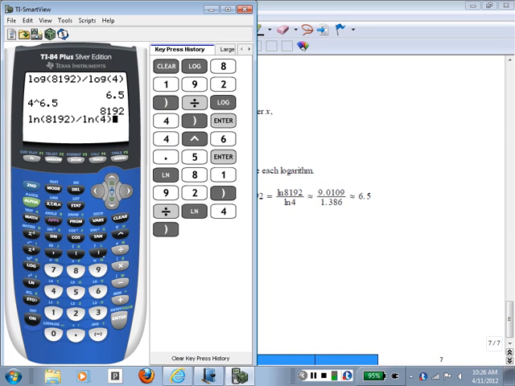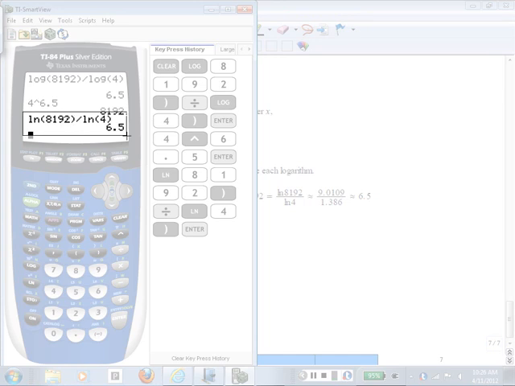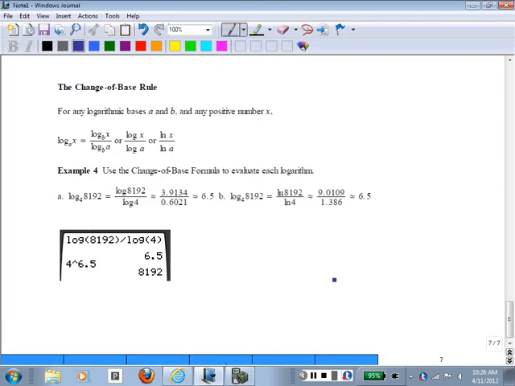Now it should be noted that the natural log of 8,192 is not the same as the base 10 log. It takes a much higher power to raise e to get 8,192 than it does to raise 10 to get there, but the ratio is the same, 6.5. So either one of these accomplishes the same result. Pick either one of these logs, take the log of the argument, divide it by the log of the base, and you get the value of that off-the-wall base logarithm.